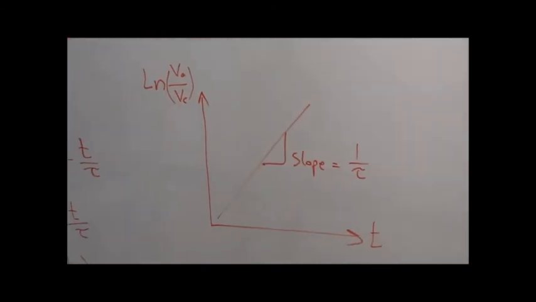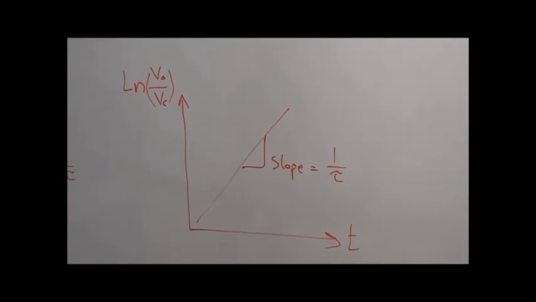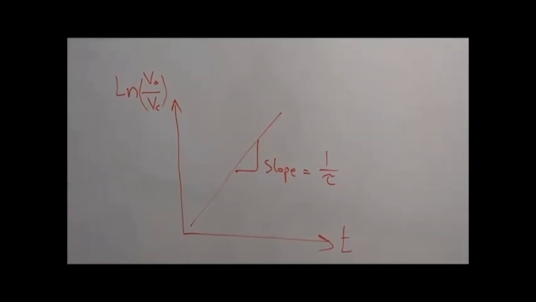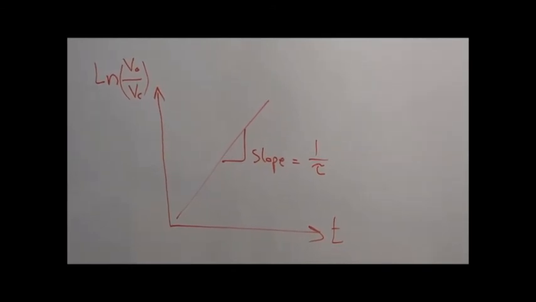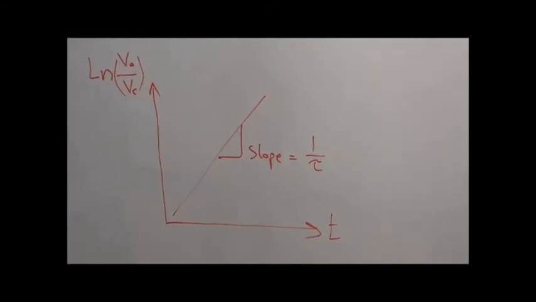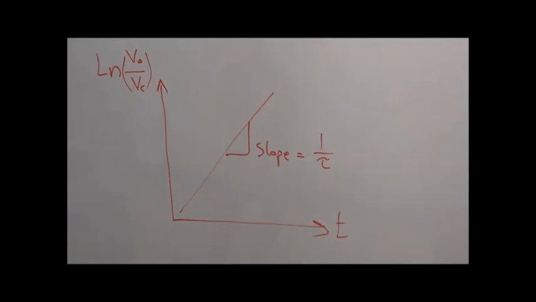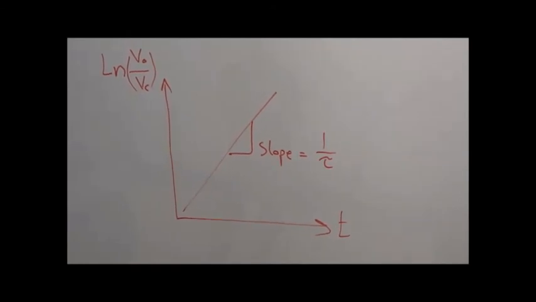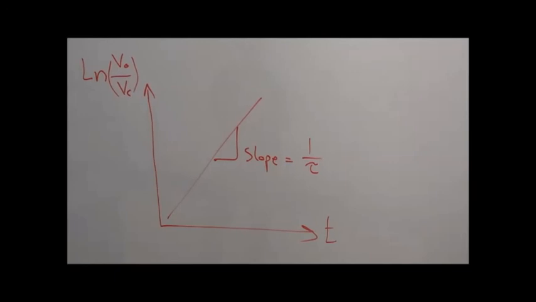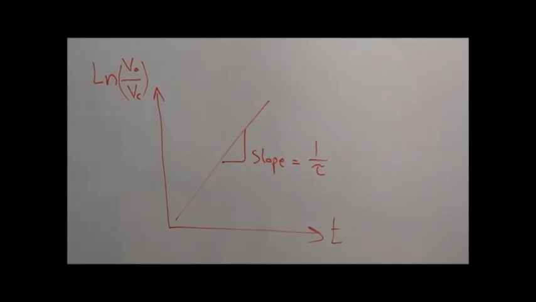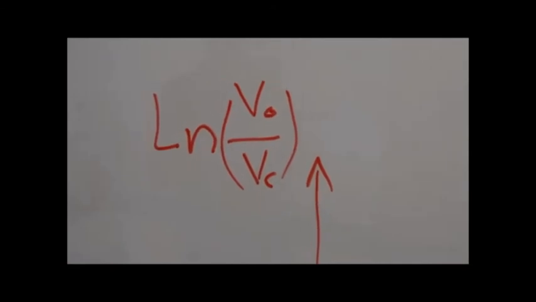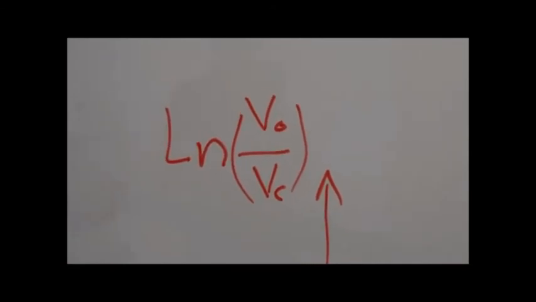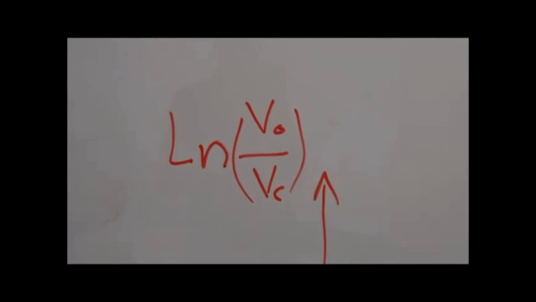So in this report you will make a graph on which you will put logarithm V0 over Vc on the y-axis, t on the x-axis. You will get a straight line. The slope of this straight line represents the reciprocal of the time constant of this circuit. This is why we need to calculate this value in the table. There's a special column for this value. Okay, that's it for this experiment.